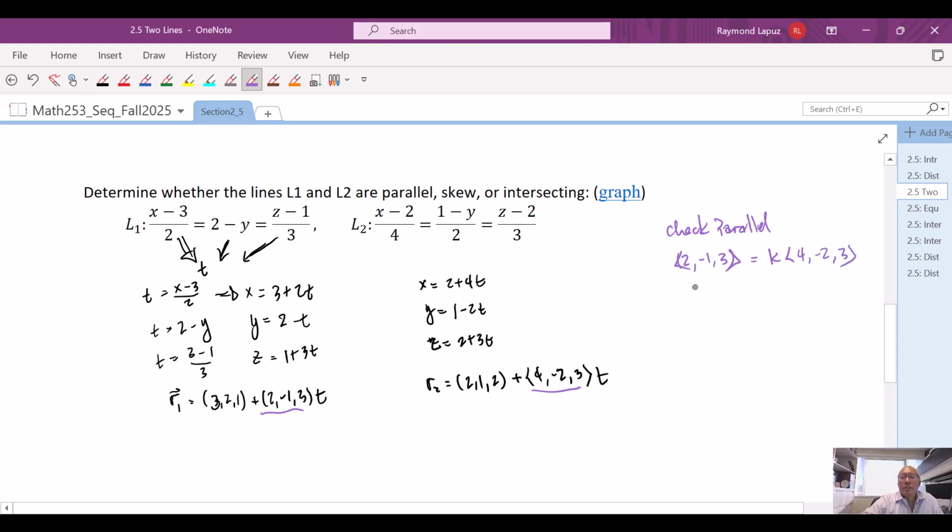And I see that 2 is equal to k times 4, so it looks like k is equal to a half. And is that going to work for the second one? The second one also works. -1 is equal to k times -2, so if k was 1/2, this will also work. But the last one, I have 3 is equal to k times 3, and so k has to equal 1 in that case. So no one k will work, so this is not parallel.